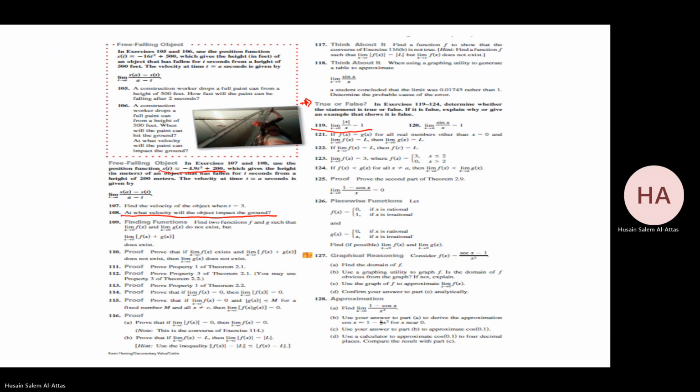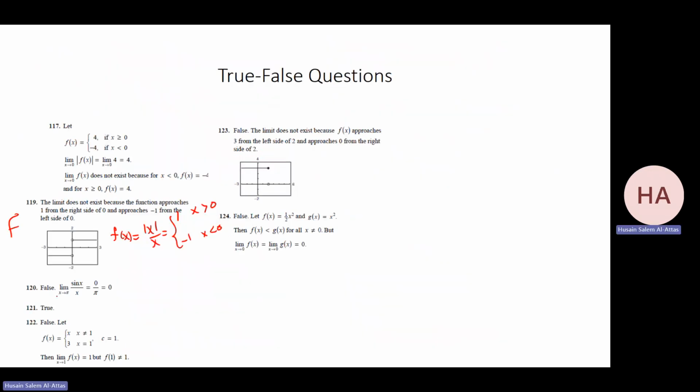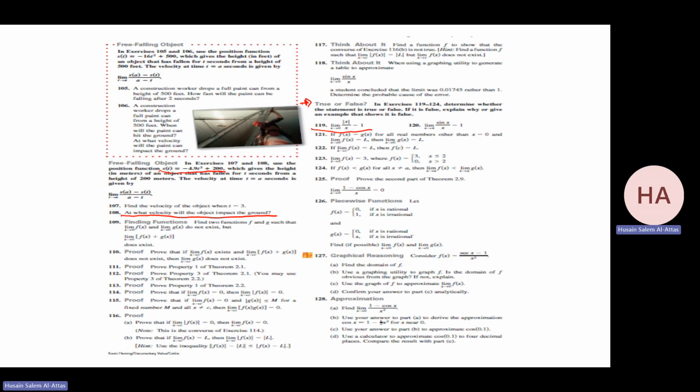120. Be careful. Here x goes to pi. The formula we know is for the limit as x goes to 0. This is 0, this is pi. If it is pi, just substitute. Nothing to worry about. Sin pi over pi, 0 over pi, which is 0. So the limit as x goes to pi of sin x over x is not 1. This is false.